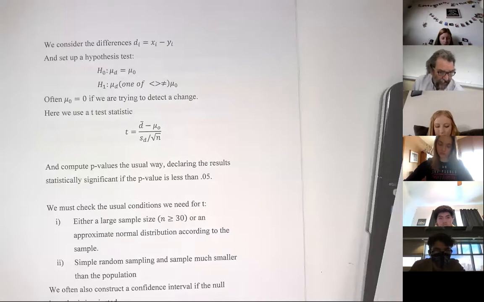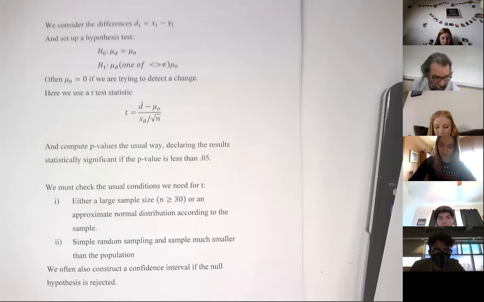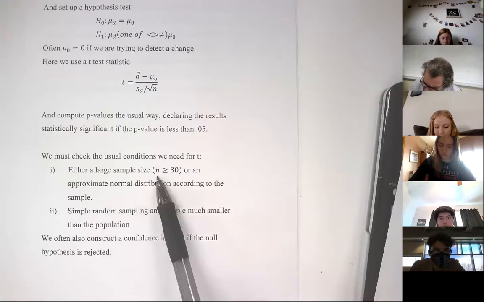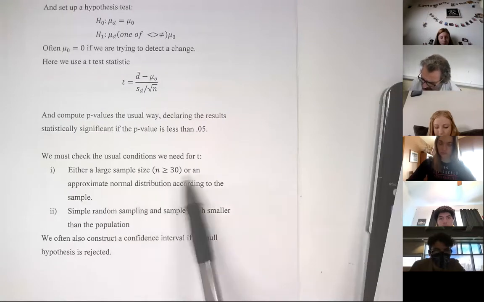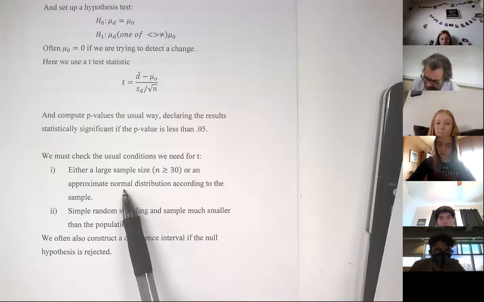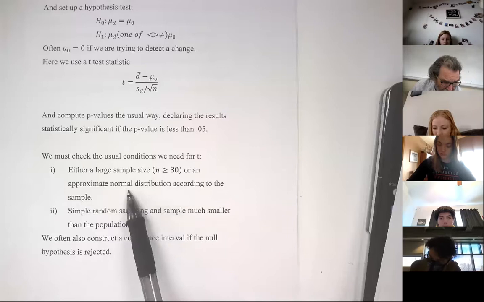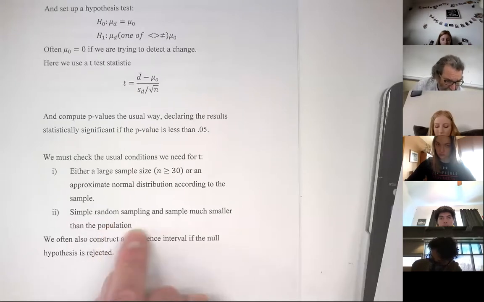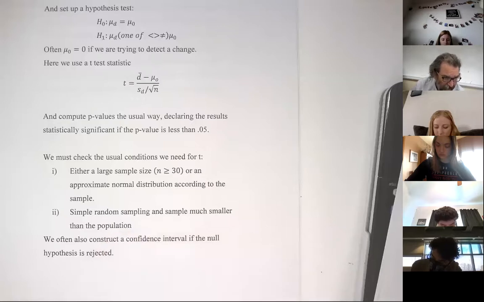We go ahead and do that, compute the p-value, declaring the results statistically significant if the p-value is less than 0.05. And then we're going to have to check some conditions. The conditions we need for t are a large sample size, 30 or approximately 30, maybe 40, or an approximately normal distribution according to the sample. So we take the sample and do a normal probability plot, see if it seems to be approximately normal, and then we can deal with a smaller sample size knowing that. We also need simple random sampling, or some kind of random sampling that imitates simple random sampling, and the sample much smaller than the population. All these things are necessary for the D bar.